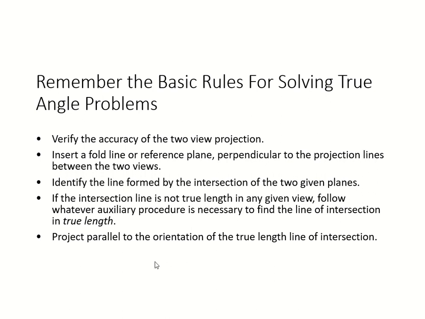In unit 2, we're going to identify the line formed by the intersection of two given planes. You will always have two surfaces, two planes. The line in between the two intersecting surfaces we call the line of intersection. If that line of intersection is not true length in any given view, we follow the auxiliary procedure like we did with oblique surfaces to find the line of intersection in true length. Once we get the true length, we project parallel to the orientation of that true length line of intersection, and go from there.